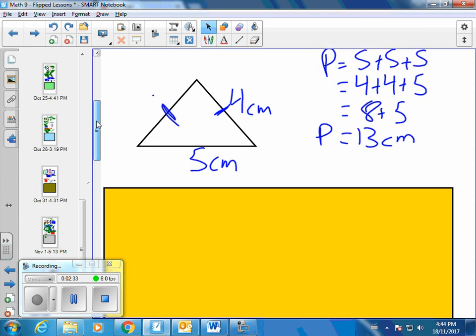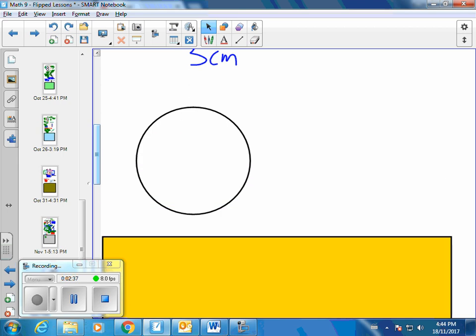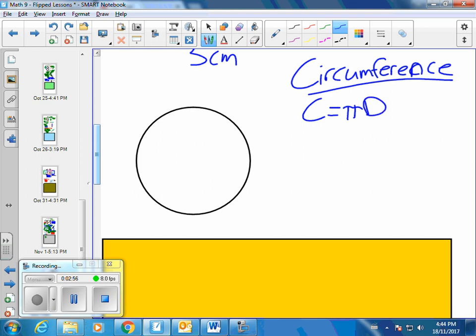Now the tricky one. Now we have to get into formulas. How do we figure out the perimeter of a circle? And perimeter of a circle actually has its own fancy word, circumference. Oh, my spelling is losing it. Circumference. Our circumference equals pi times the diameter of the circle.